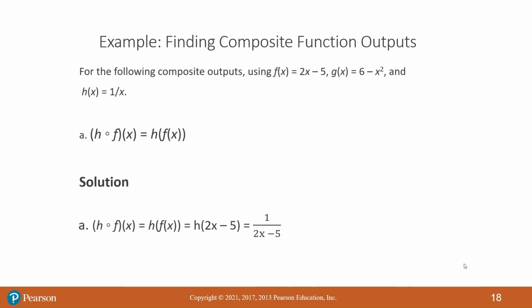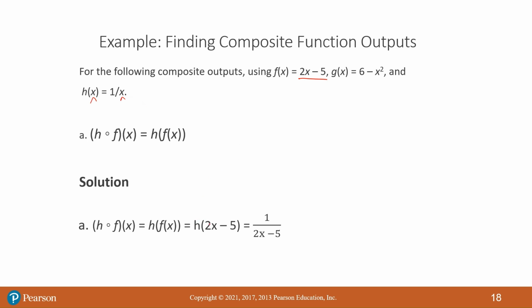So it says for the following composite outputs, using f of x equals 2x minus 5 and g of x equals 6 minus x squared and h of x equals 1 over x, we want to find h of f of x, which is the same thing as putting the f of x function inside of the h function. Okay, so the f of x function here is 2x minus 5. I'm going to put that inside the h of x function here, right? Which essentially just means putting it right there where that x is.